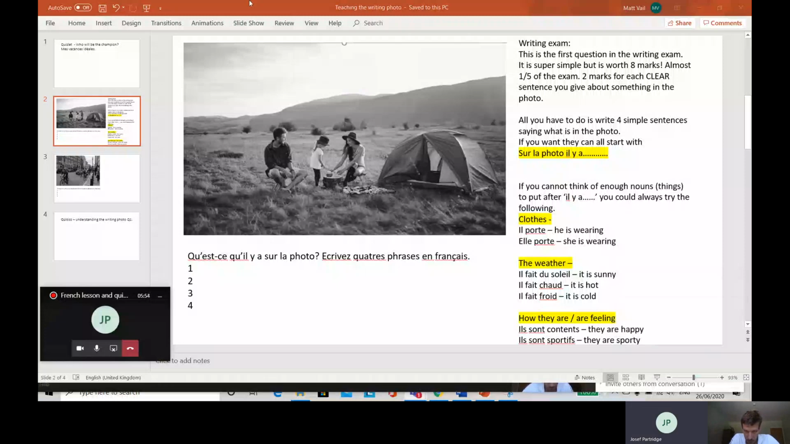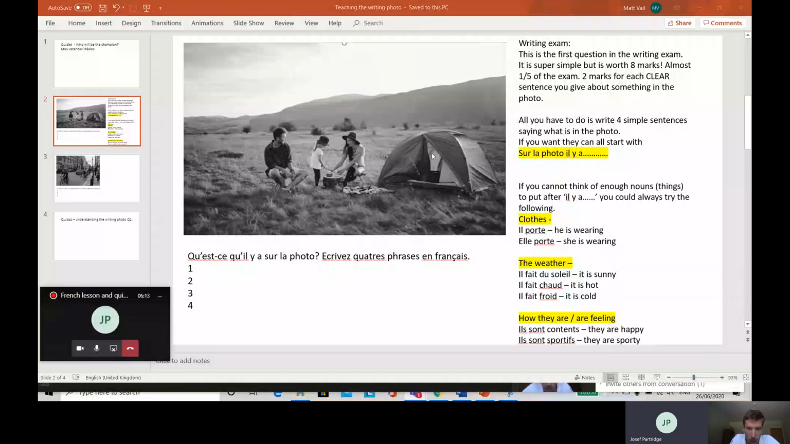Okay, so in the writing exam, there are 4 questions. This is the first one, and it's worth 8 marks. So it's actually worth quite a lot of marks. When you think about the whole writing exam being out of 50, this is worth 8 marks. It's almost a fifth of the exam, which is quite a lot of marks for essentially a really simple activity.